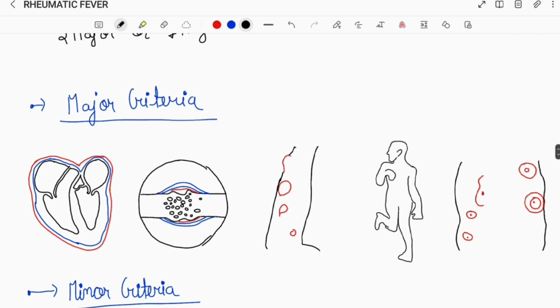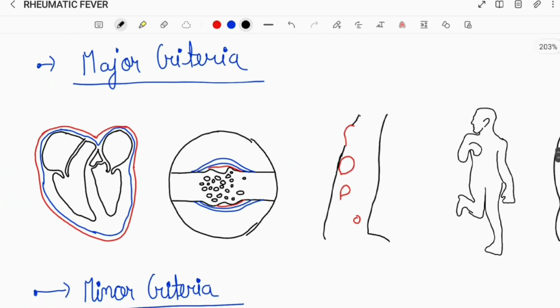Major criteria includes 5 things. First, what we have is carditis, which is nothing but inflammation of the layers of heart, and here usually it involves all the layers, so known as pancarditis. Second, what we have is arthritis.